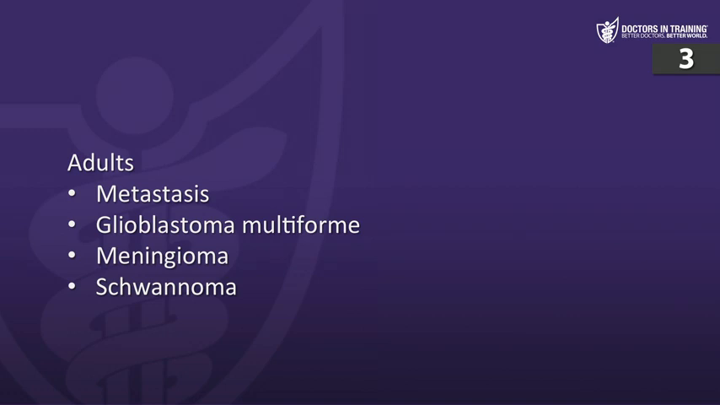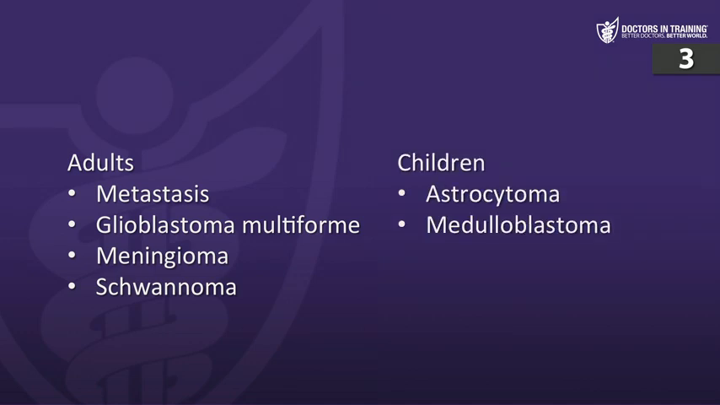Schwannoma, S for studios. And then what are the three most common primary brain tumors in children? Think about astrocytoma, medulloblastoma, and ependymoma in that order. So that's the end of the warm-up. Let's get started with the lecture.